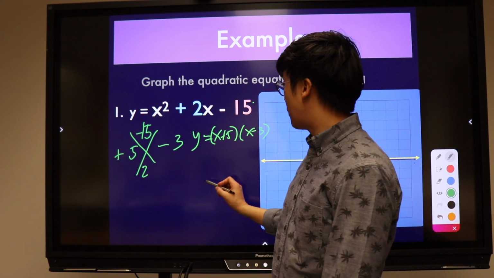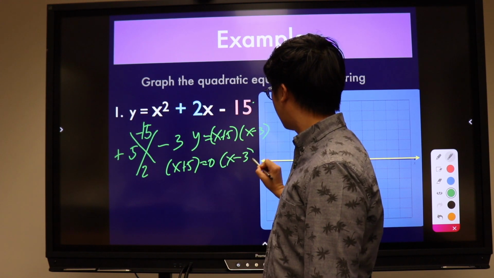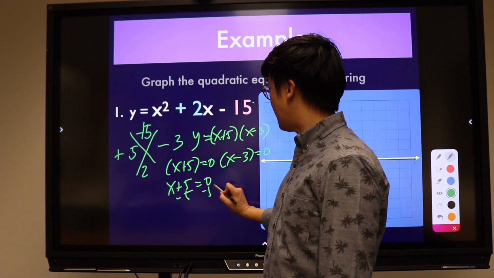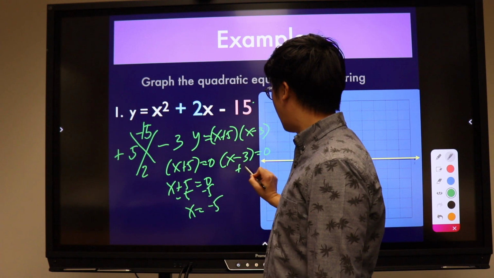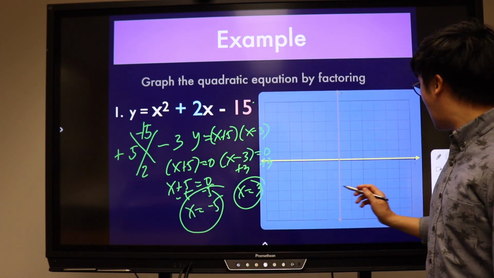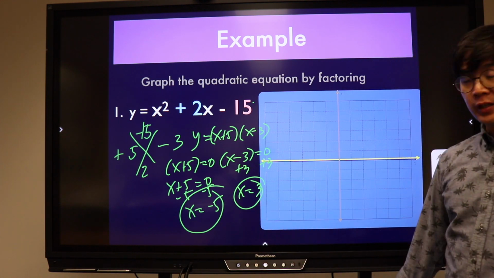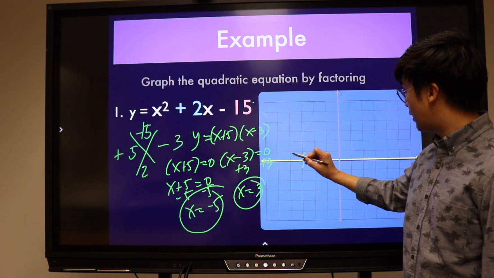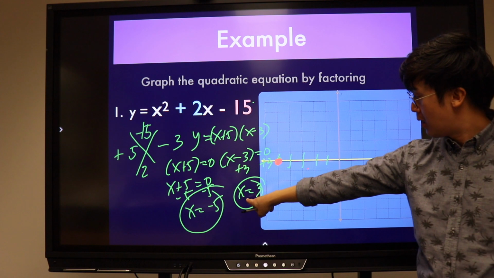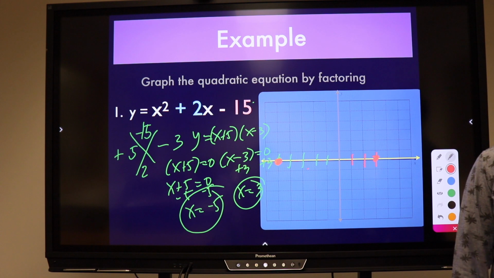Now we can use the zero product property. x plus 5 equals 0 and x minus 3 equals 0. So if we're going to solve it, subtract 5 on both sides. x is equal to -5. Add 3, and x is equal to 3, right? Now if we're going to sketch the graph, the solutions are negative 5 and 3. So negative 5, 1, 2, 3, 4, 5. That's negative 5. Positive 3, 1, 2, 3. That's positive 3. How is it opening? Upward.